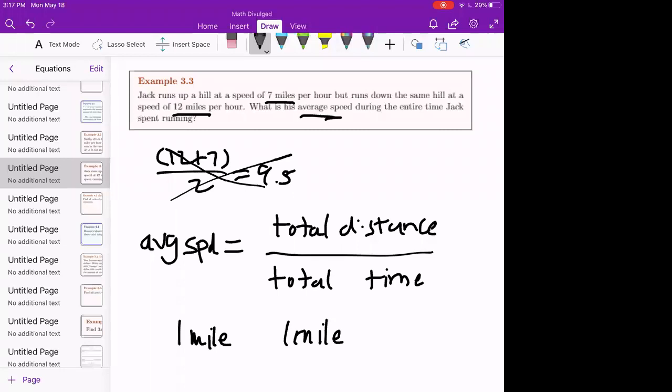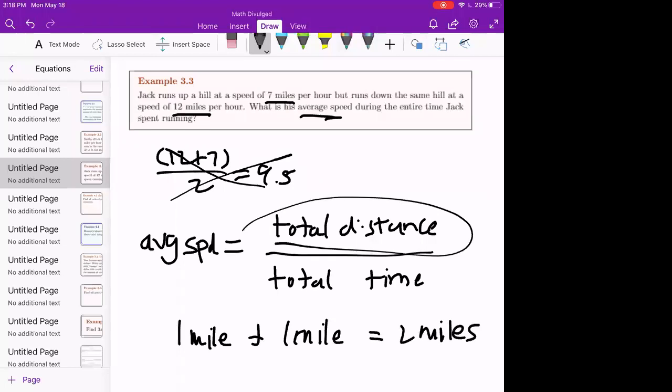So therefore, the total distance, which is this right here, is just 2 miles. That's the total distance that he'll traverse. Okay, so that's simple enough. Well, we'll also need to calculate the total amount of time. In order to do that, this is where we take advantage of D equals RT.